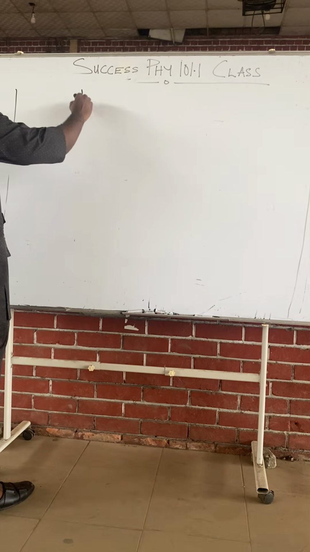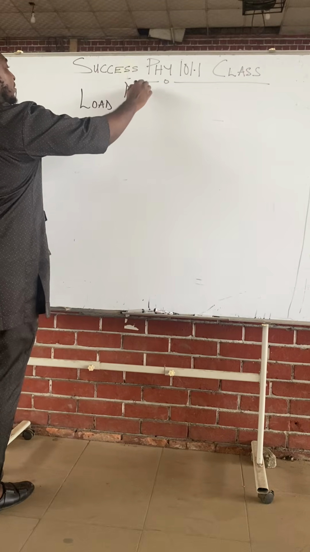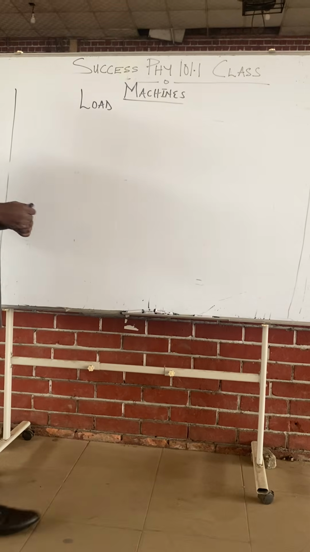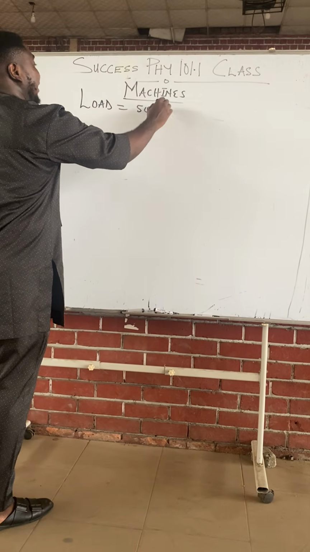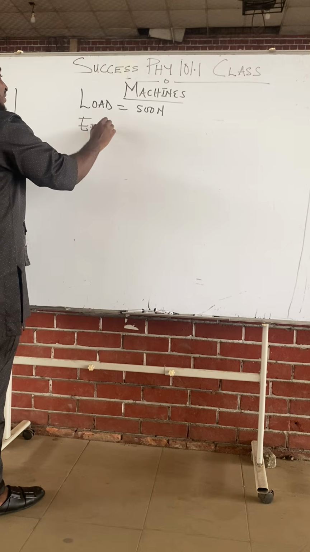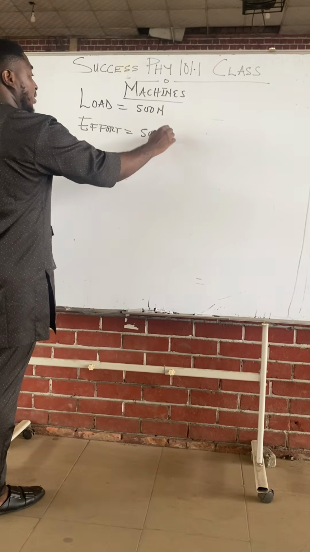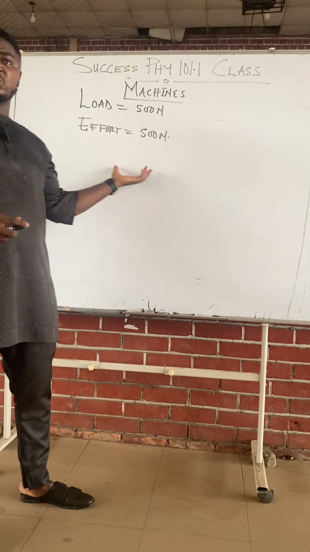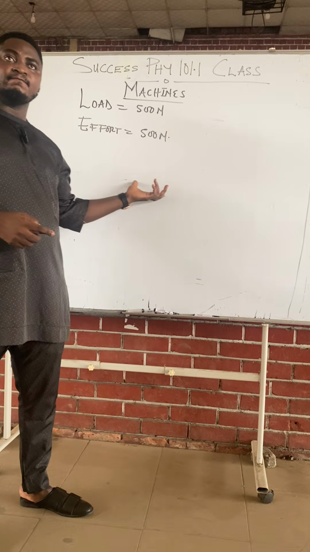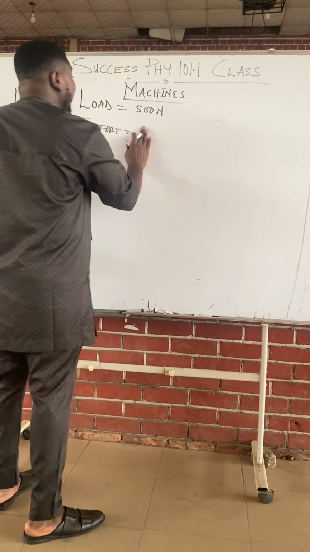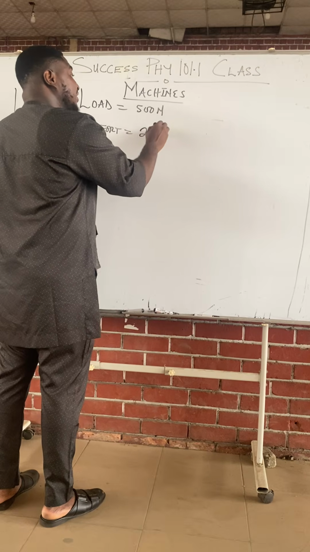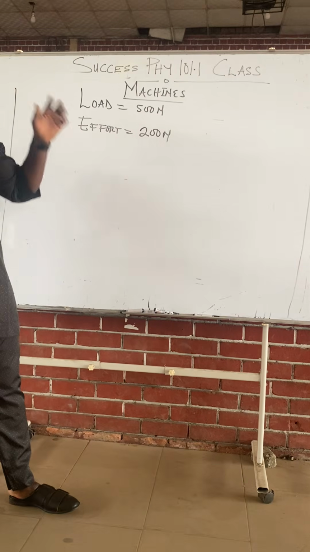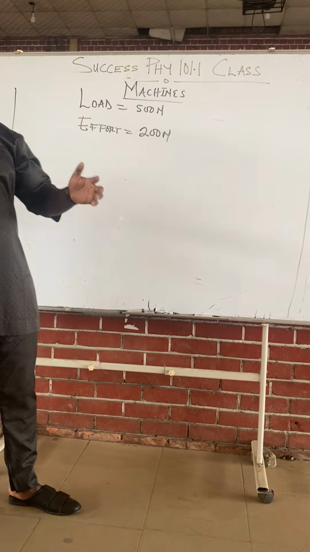Class, if you have a load, so we're in machines now, this is the last one under work, energy and power. A load of 500 Newton normally requires an effort of 500 Newton to overcome it. But a machine can allow you to use a lesser effort of 200 Newton. Imagine 200 Newton overcoming 500 Newton. Normally, it should not be possible. But a machine allows you to use a little effort to overcome a large load.